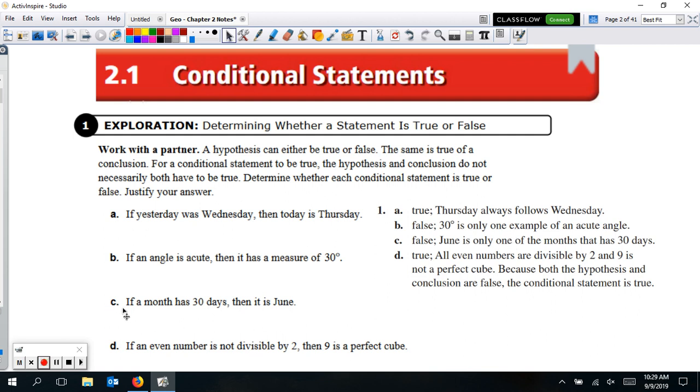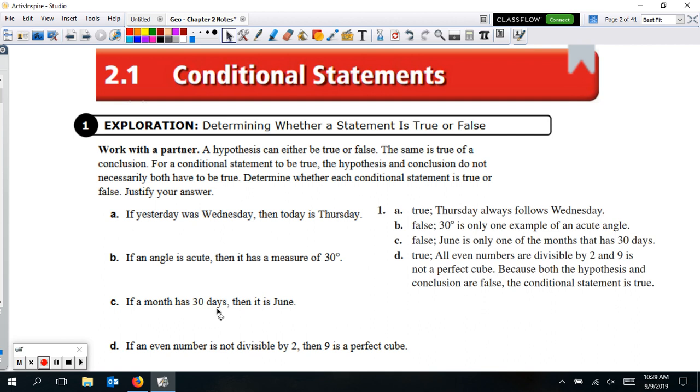C, if a month has 30 days, then it is June. So again, that's kind of a similar one as B, where, yeah, June does have 30 days, but it's not the only month that has 30 days. Another month that has 30 days is September. So we could be in September, which we are right now.